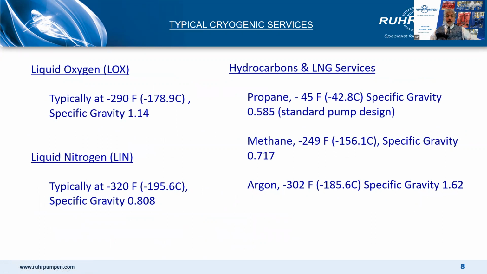Here are the most commonly handled cryogenic fluids: liquid oxygen, liquid nitrogen, argon, methane, and interestingly, I list propane here as well. Propane's an interesting one. It isn't really cryogenic, and it can certainly be handled by a conventional API build pump, albeit we're using low temperature steels. But you'll see later in the presentation that when it comes to propane storage, cryogenic submerged motor pumps are commonly used.